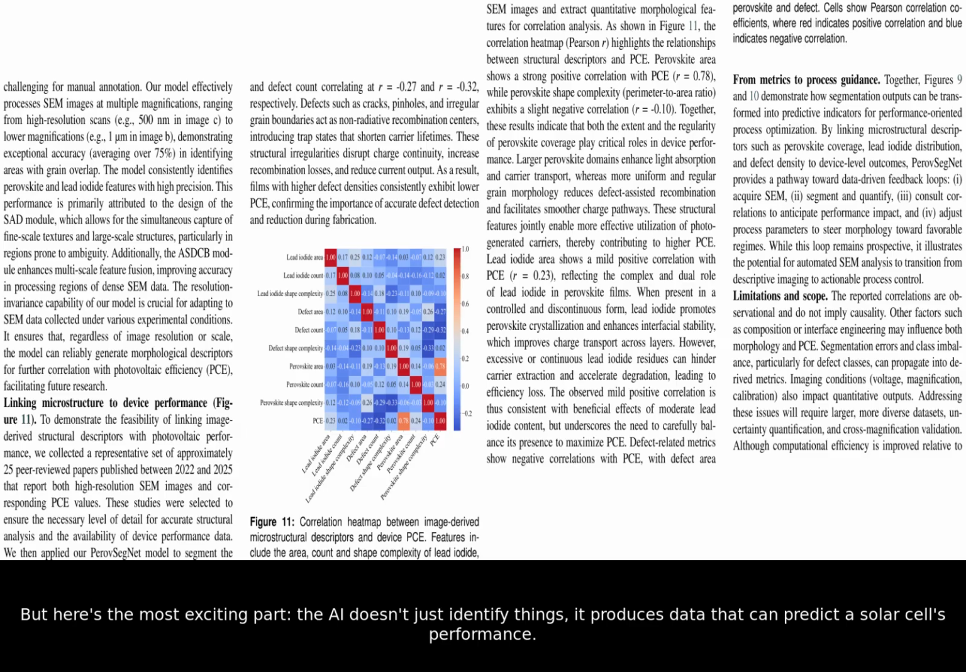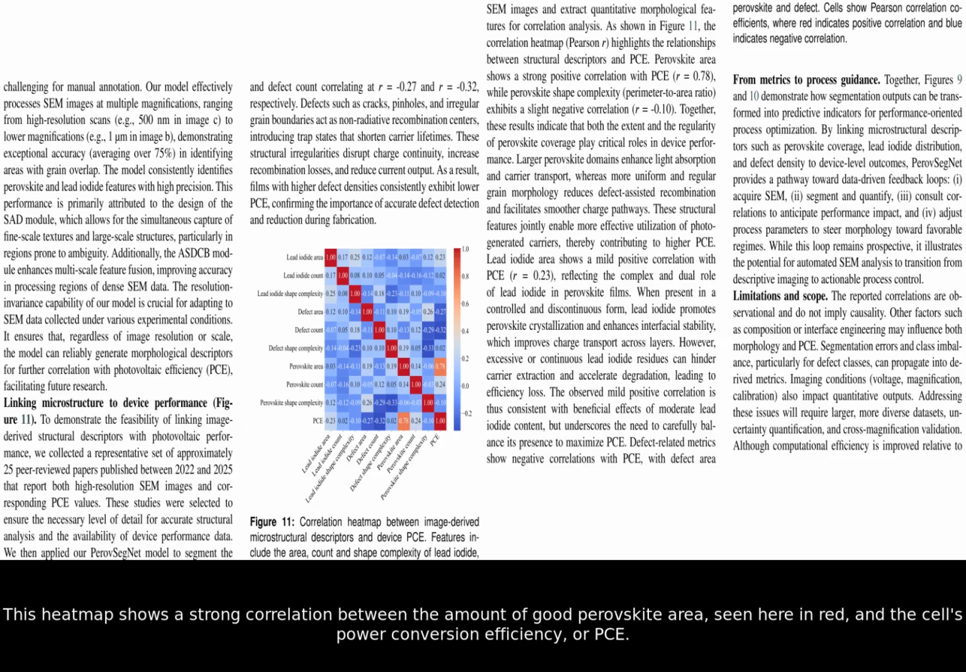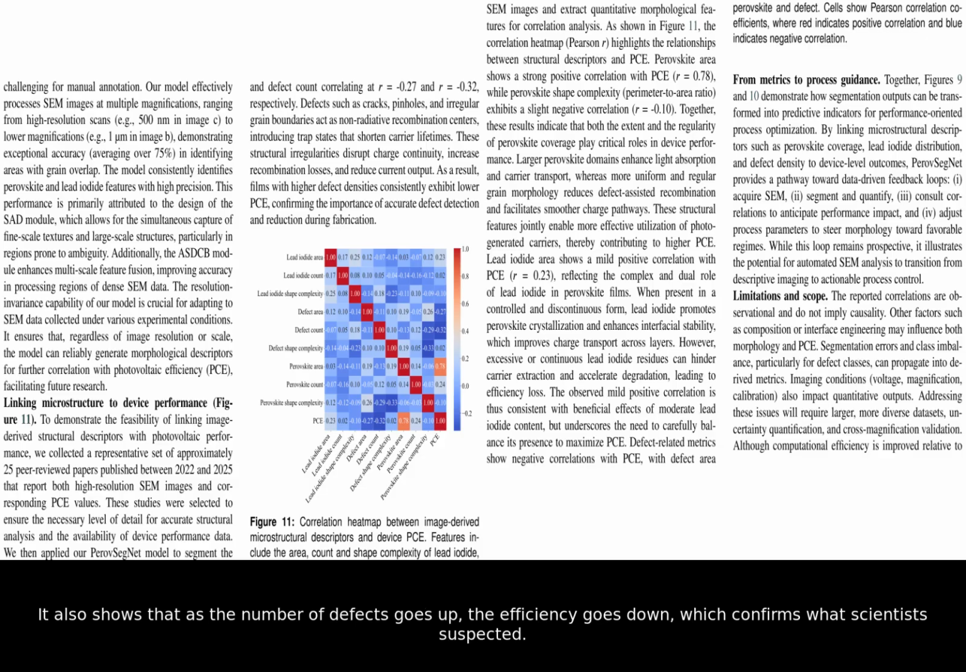But here's the most exciting part. The AI doesn't just identify things, it produces data that can predict a solar cell's performance. This heat map shows a strong correlation between the amount of good perovskite area, seen here in red, and the cell's power conversion efficiency, or PCE. It also shows that as the number of defects goes up, the efficiency goes down, which confirms what scientists suspected.